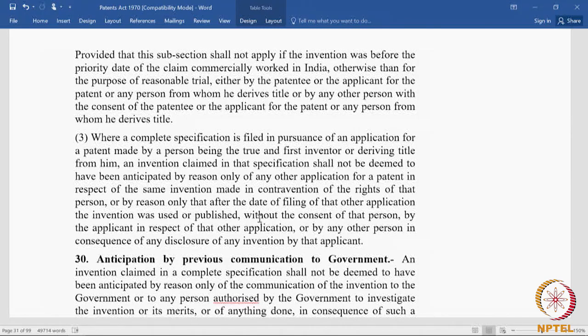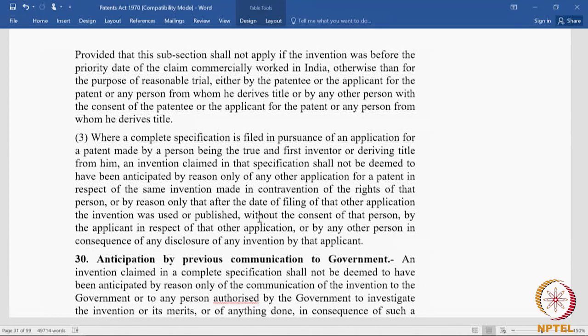Unless the commercial working was for reasonable trial. You could work something commercially but for reasonable trial. For instance, we are not getting into a discussion on whether this is patentable, but I am just giving you an instance.